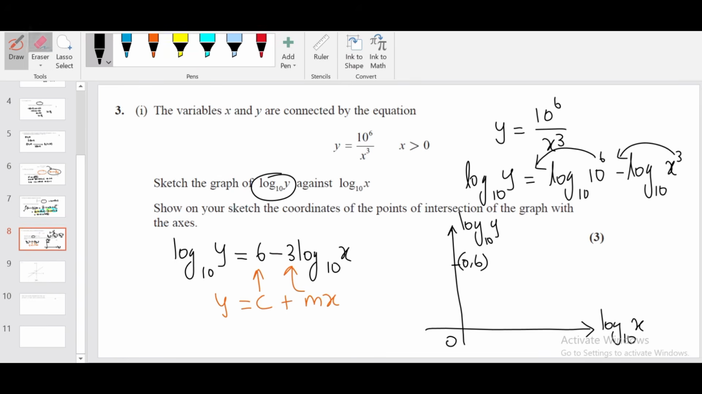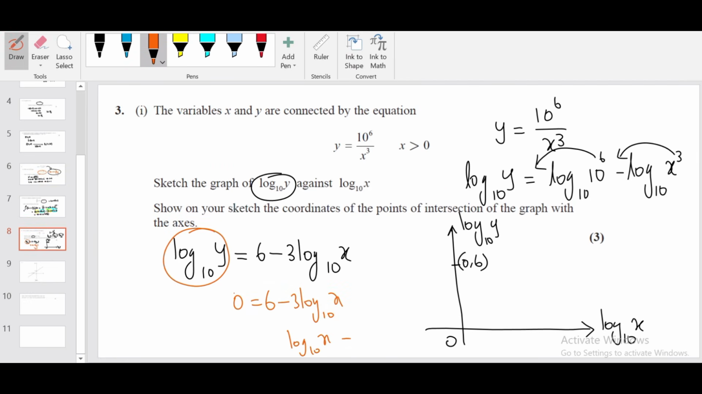To find the x-intercept, we usually replace y by 0, right? In this case, you need to replace log y by 0. So when you calculate log x, you will get 2. 0 is equal to 6 minus 3 log x. Make log x the subject, you will get minus 6 by minus 3, which is 2. So that's the second point, (2, 0).